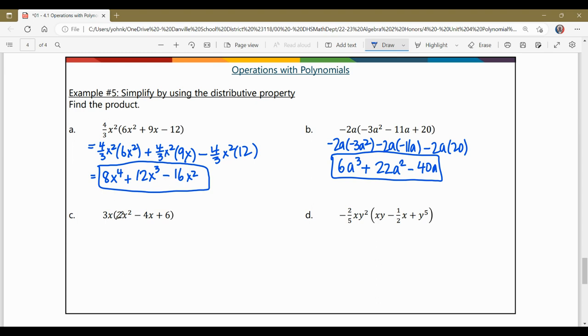All right, for letter C, we're going to distribute 3x. So 3x times 2x squared, plus 3x times a negative 4x, plus 3x times 6. If I multiply 3 times 2, that's 6, and I add the exponents to get x cubed. I multiply the 3 and the negative 4 to get negative 12, and I add the exponents 1 plus 1 to get 2. And then I multiply 3 times 6 to get 18, and I tag along an x.